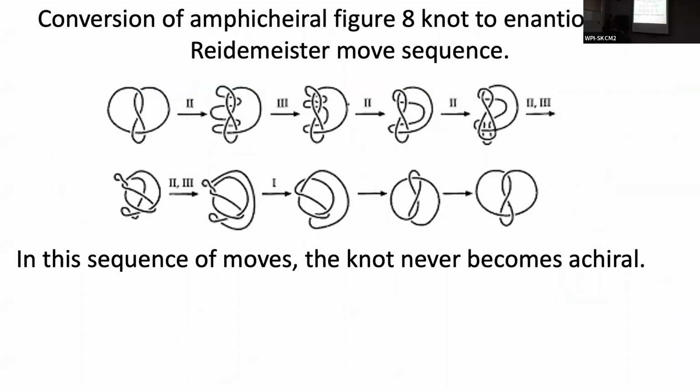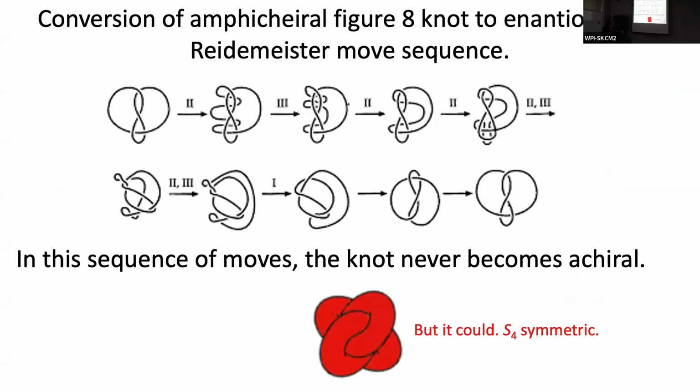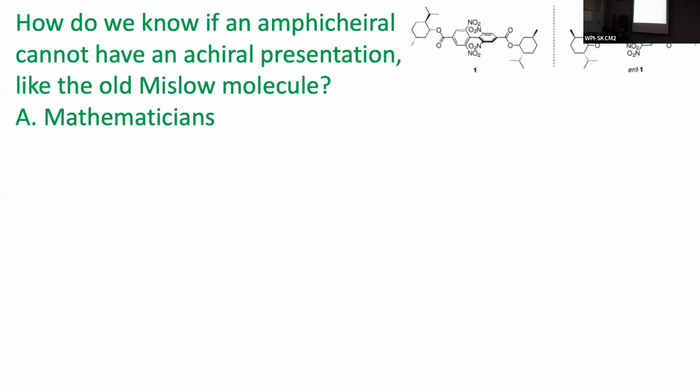In this sequence of moves, this knot never becomes achiral, but it could. There is a symmetric presentation for this knot. It's just not shown in this sequence of Reidemeister moves, but there is a symmetric presentation that has an improper fourfold axis, where if you rotate this thing by 90 degrees and reflect in a plane perpendicular, you get back to where you started from, and that's an achiral point group.